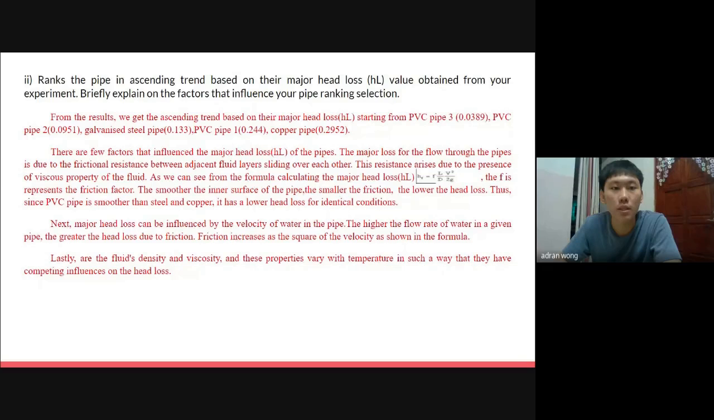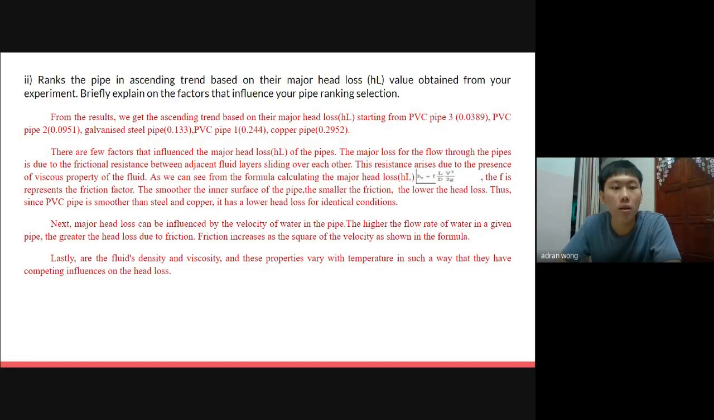There are a few factors that influence the major head loss of the pipes. The major loss for the flow through the pipe is due to the frictional resistance between the adjacent fluid layers sliding over each other. This resistance arises due to the presence of the viscous property of the fluid. As we can see from the formula for calculating the major head loss, the f represents the friction factor. The smoother the inner surface of the pipe, the smaller the friction, the lower the head loss. Thus, since PVC pipe is smoother than steel and copper, it has a lower head loss for identical conditions.